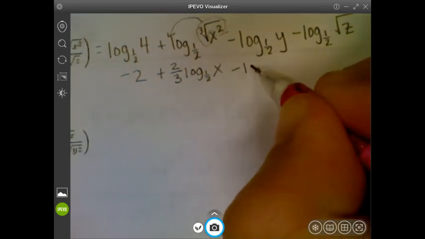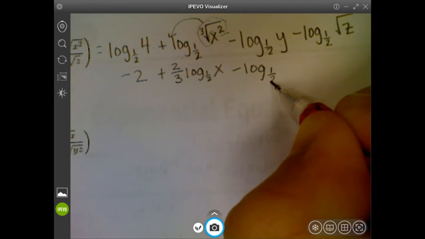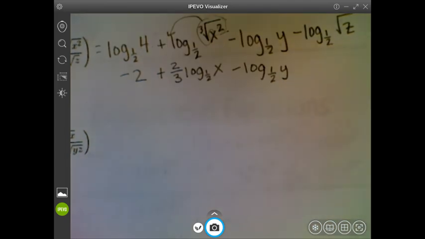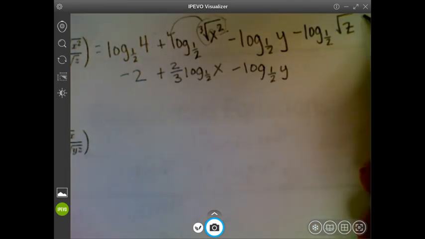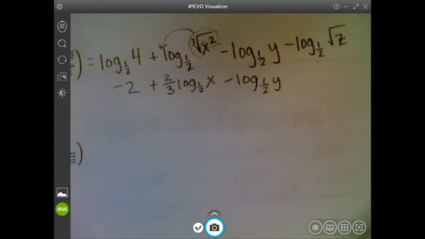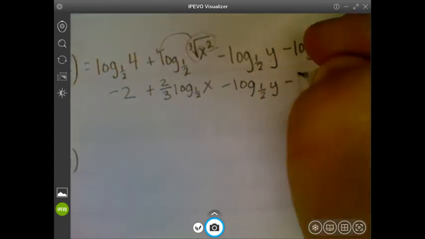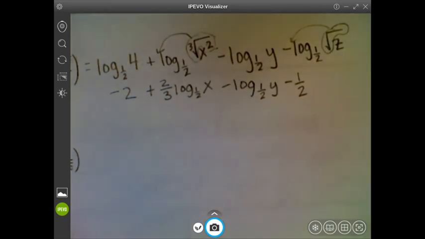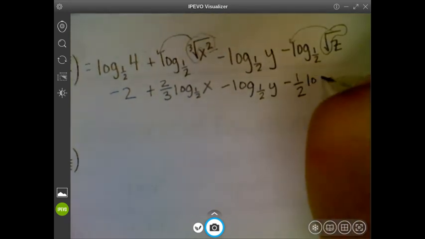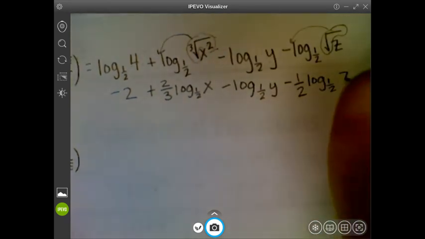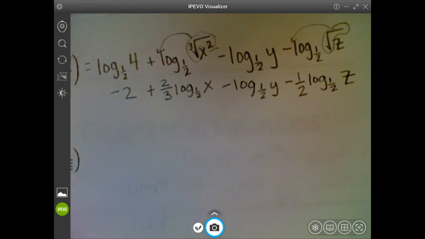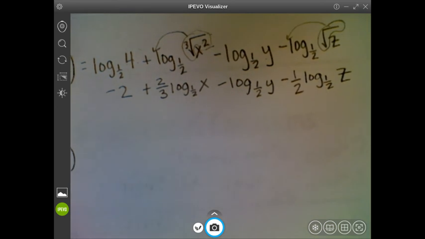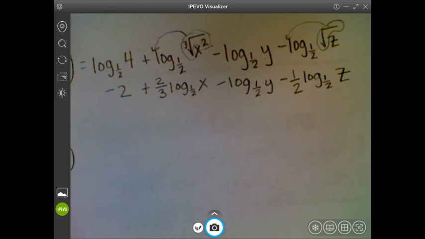This one, nothing to simplify, so just minus log base a half of y. And then this last one, you have z, the square root of z. Square root is technically a 1/2 power, so this will be minus 1/2 because it's a square root. So it'll come to the front, minus 1/2 log base 1/2 of z. All right, that is it for the expansion. That's as best as it's going to get.